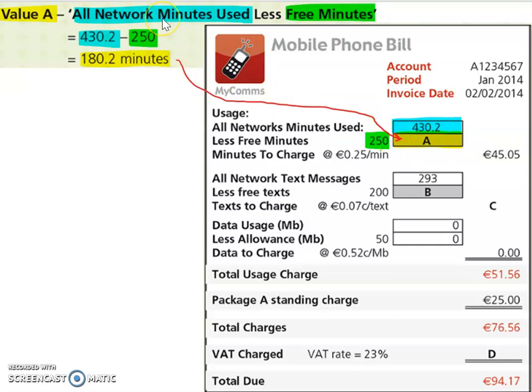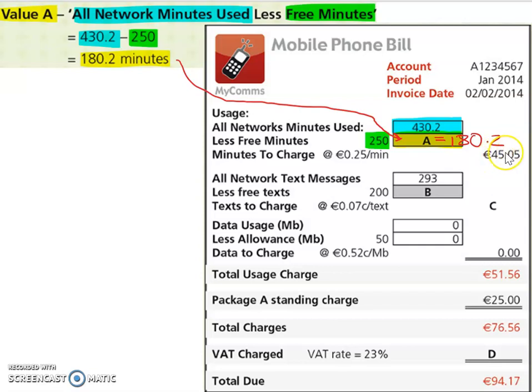So it's going to be the all network minutes used. They used 430.2 minutes, less, which means minus, the free minutes. So we subtract the 250 free minutes they get, and that gives us 180.2 minutes. So that goes in for A. 430.2 minus 250 leaves us with 180.2 minutes. That's the amount of minutes they get charged for. They get charged 25 cents a minute, so 180.2 multiplied by 0.25 gives €45.05. So they're being charged €45 for their minutes.